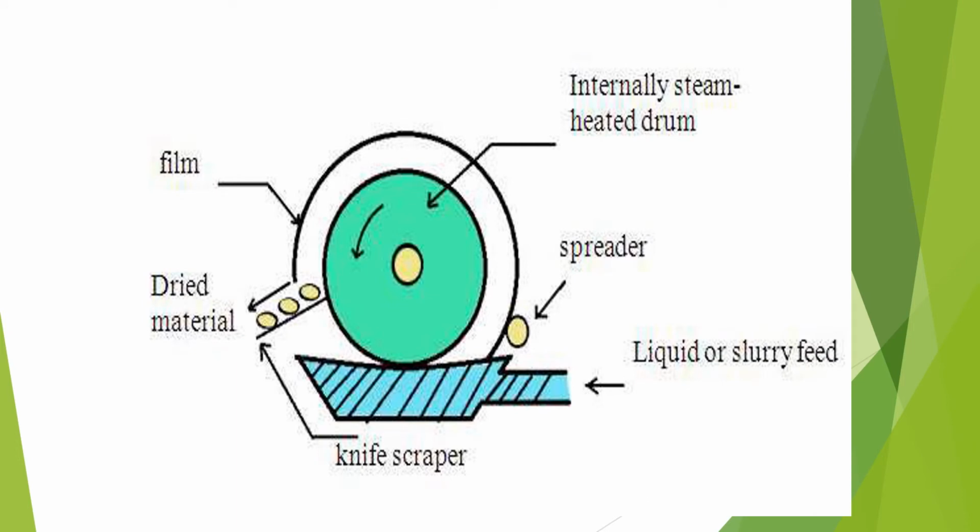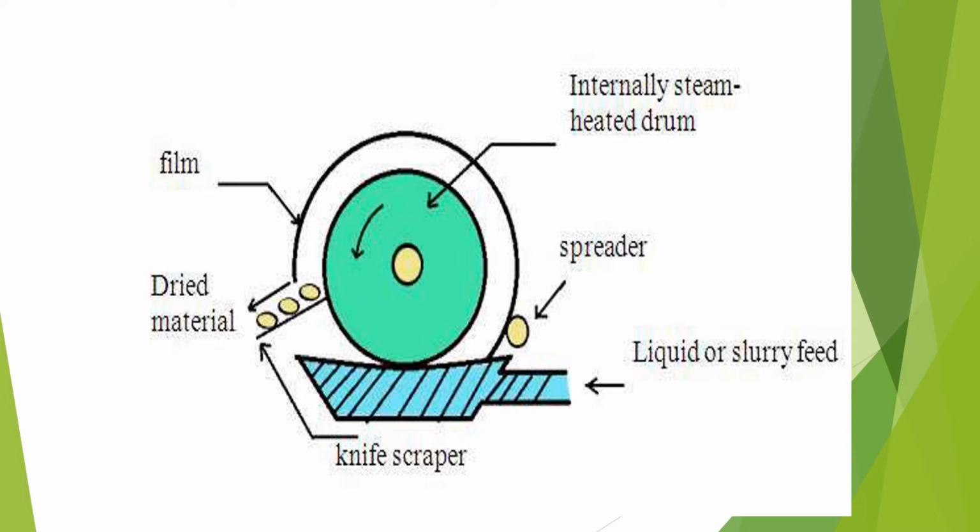Coming to the structure, in the start a knife-like structure is there, then from the right side one liquid or slurry feed material is there, that I was telling, paste-like materials. Okay. So then another one, a steam heated drum is there inside. It is heated by the steam.